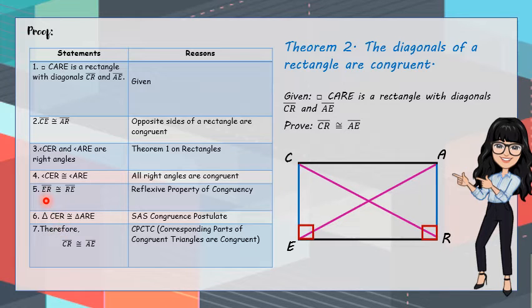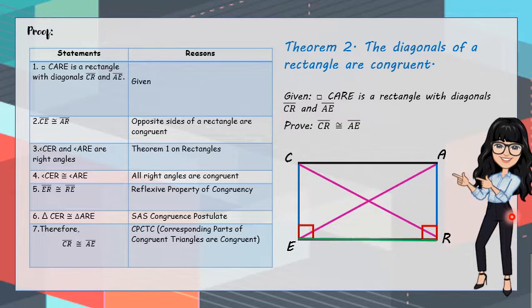Now, ER again is part of this triangle. RE is part of this triangle. Going back here, angle CER, this angle, is part of this triangle. And our angle ARE is part of this triangle. And then going back here, CE is part of this triangle. And this AR is actually part of this triangle. So we have here how many congruencies? We have 1, 2, 3. We have proven 3 corresponding parts of our triangles to be congruent. So we can therefore say that the 2 triangles are actually congruent.